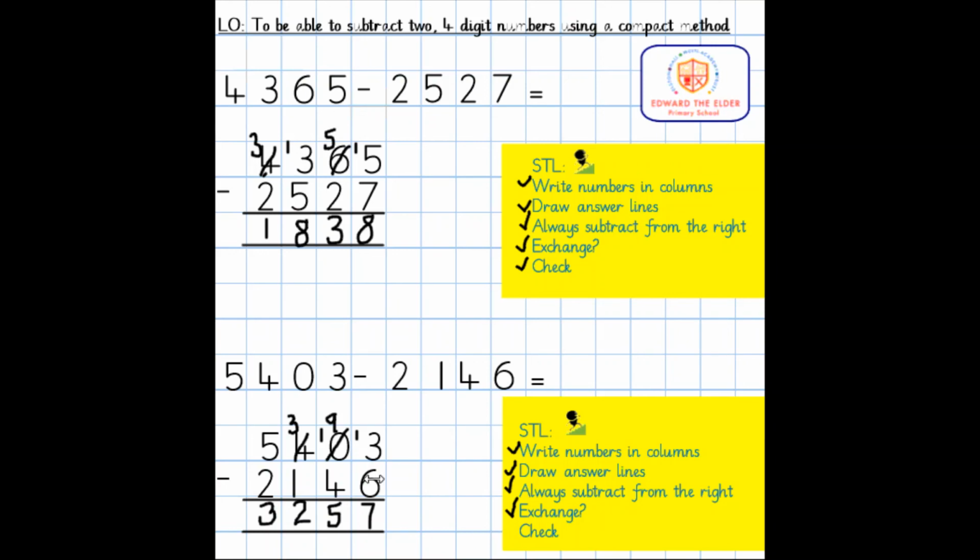Following these steps to learning, you will be able to achieve the learning objective of being able to subtract 2 4-digit numbers using a compact method. You will then be ready to extend your learning further by subtracting a mixed amount of digits.